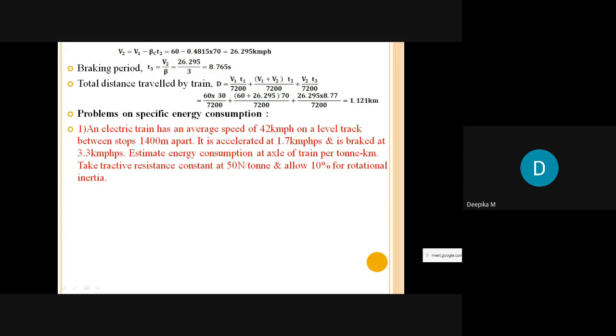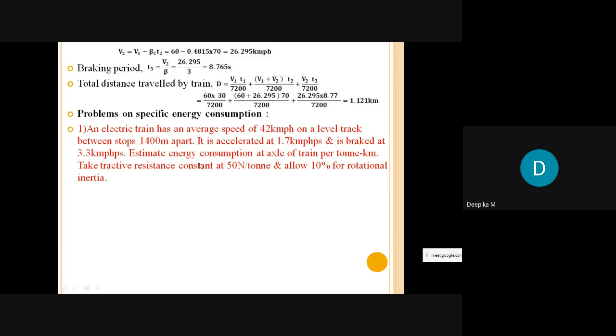The average speed they have given is 42 km per hour, and the distance between the stops is 1400 meters apart. The train accelerates with an alpha value of 1.7 kilometer per hour per second, and the braking retardation is 3.3 kilometer per hour per second. Estimate the energy consumption at the axle.